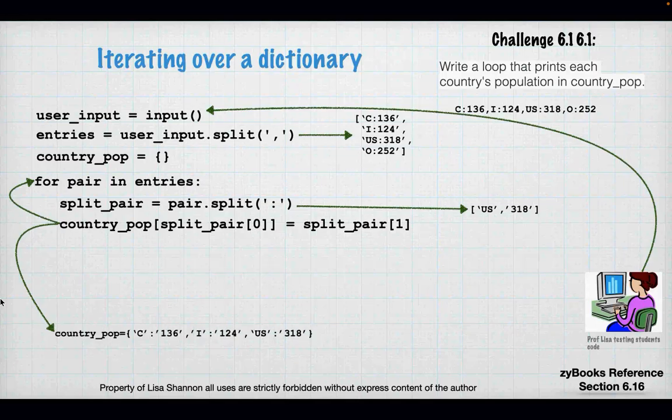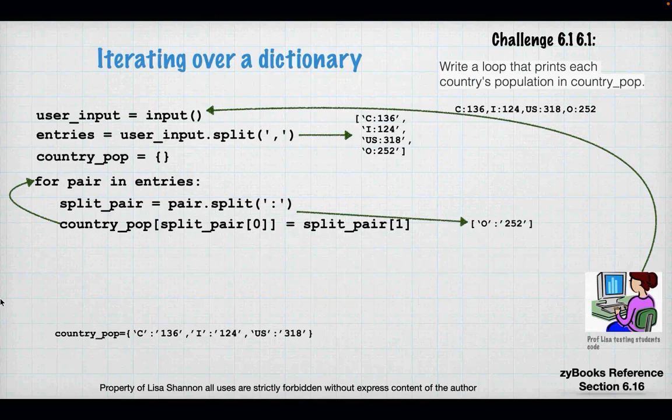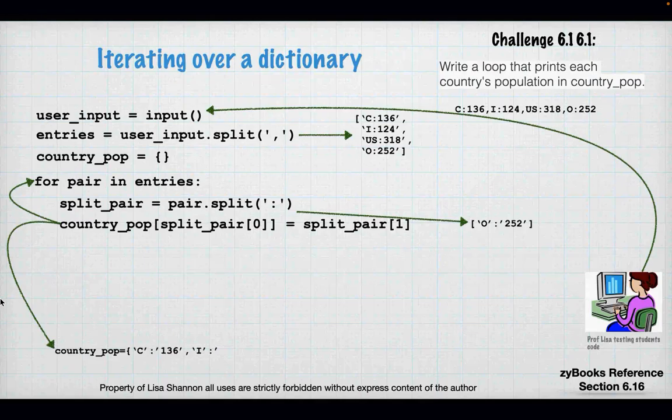So I now have that as my dictionary. And I'm going to do it for O252. And so I have now added all of that to my dictionary with a for loop and a couple of split statements. So that's how you do that when you're trying to go from user input into dictionary. It is probably always going to be a good idea to split it into a list and then potentially split it into another list.